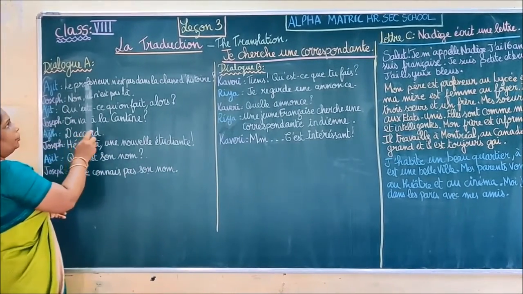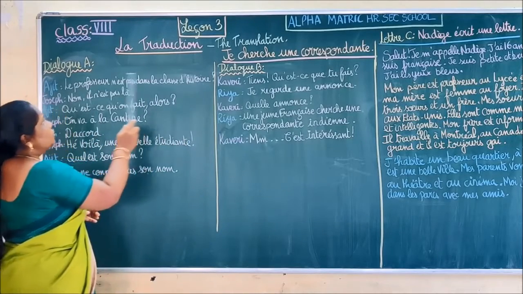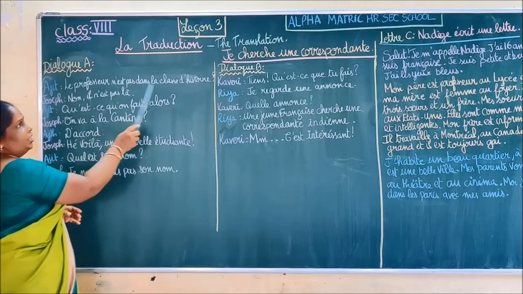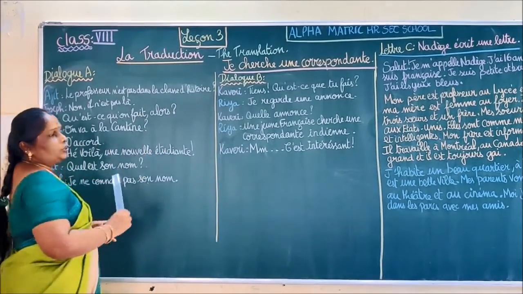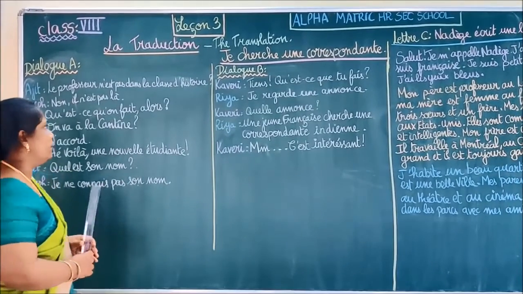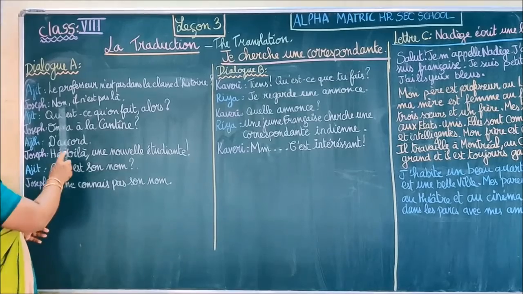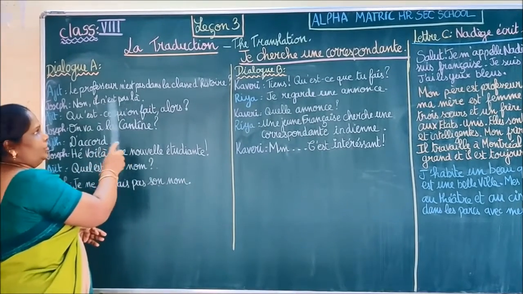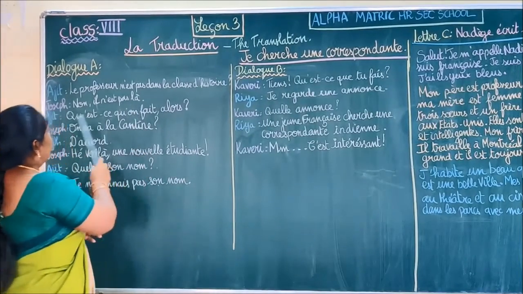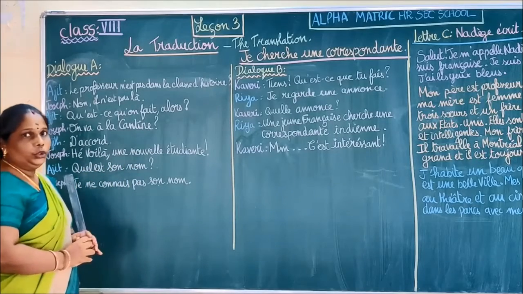Okay? So, le professeur n'est pas dans la classe d'histoire. So the professor is not in the history class. The period is history. So he is not in that class. Okay, the professor is not in that class. So Joseph is answering, non, il n'est pas là. No, he is not there. Next one, qu'est-ce qu'on fait alors? So what are we going to do then?